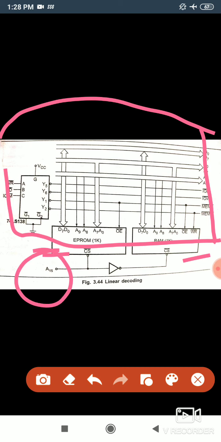You can use A10, A11, A12 or A13, 14 or 15. Here it has been decided to take A15. Now what will be there? When A15 is 0, that means ROM is selected. When A15 is 1, it means RAM is selected. So this is how we chip select our ROM and RAM. Now we will draw the memory map of the same example.